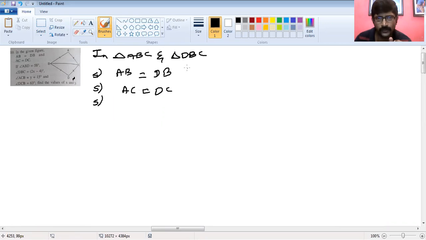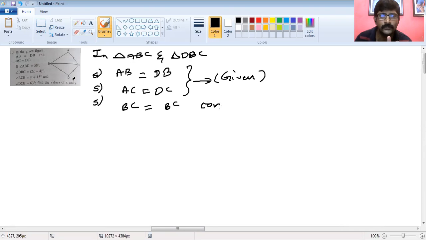So whatever is given, write down both of these because they are given, isn't it? And now the last part, which you have to actually observe, BC is equal to BC. Why is BC equal to BC? Because it is common side. Therefore, what can we say, students? Therefore, triangle ABC is congruent to triangle DBC, isn't it?